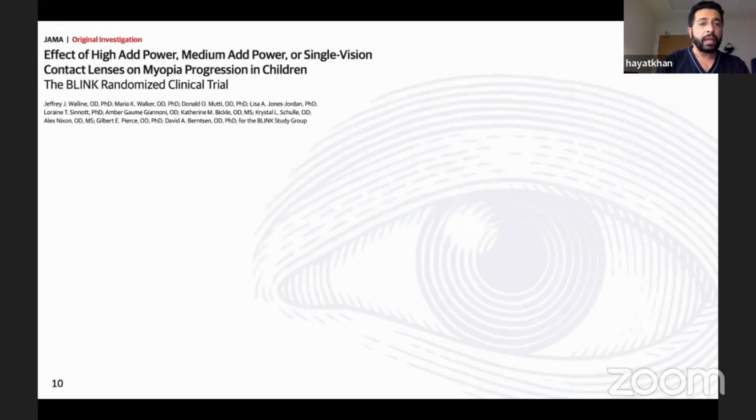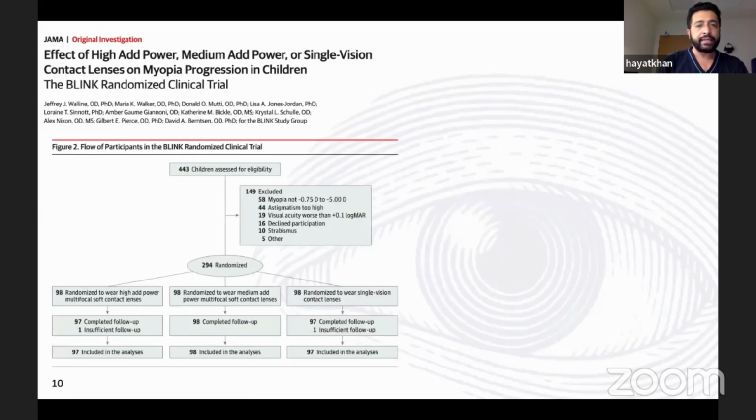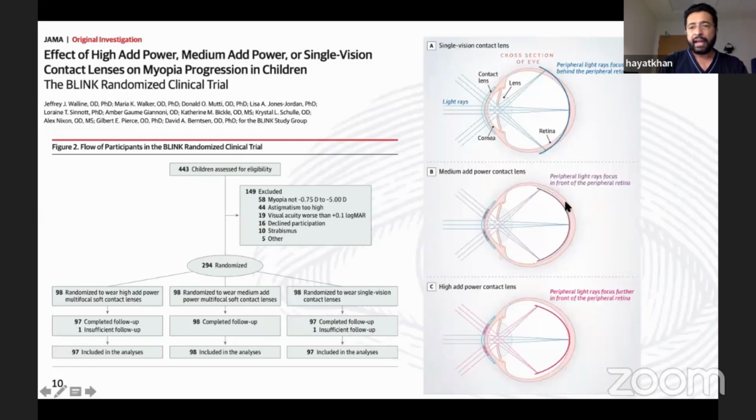I will go one by one through different strategies. First, I'm going on to the contact lens, where I would like to talk about the BLINK randomized clinical trial, in which we found clearly that if we are able to have a peripheral ray defocus in front of the peripheral retina, we can contain the myopia. And that has been shown to be beneficial in improving the myopia. So the peripheral light rays focus in front of the peripheral retina if we use these contact lenses, which we give with an add of +3.